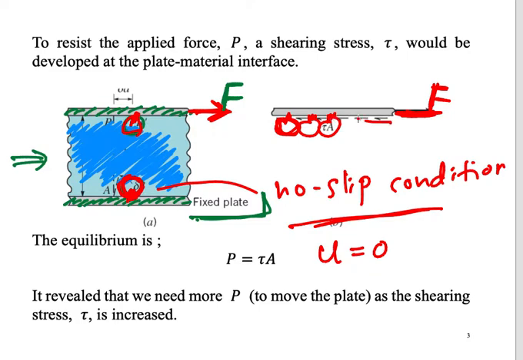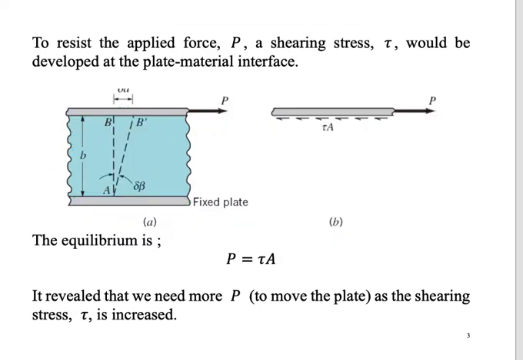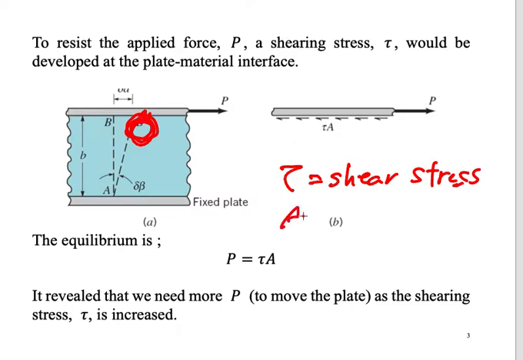To calculate all the resistance force here, we could use the idea of tau times A. Tau here is shear stress, which reflects the idea of the molecules sticking on the surface. We multiply it with A, which is the area, the area of the plate where the shear stress occurs.